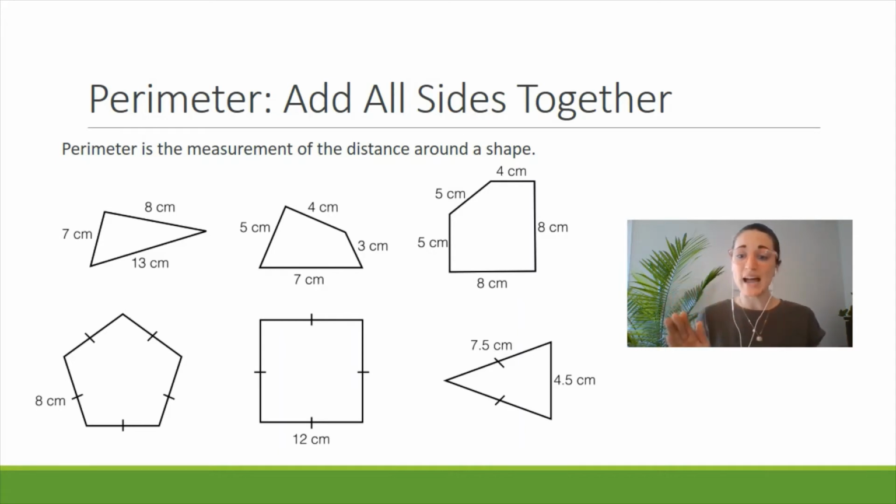The same goes for the square. We see the one side is 12 centimeters, and then the lines show us that all the other sides are equal. So we can add 12 plus 12 plus 12 plus 12, and the perimeter is 48 centimeters.